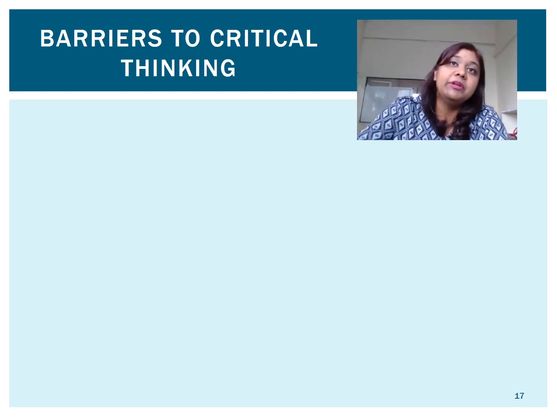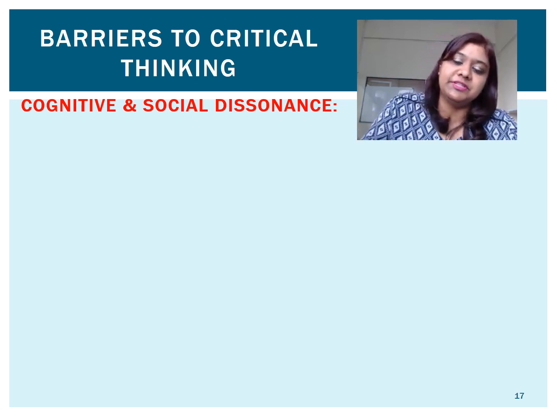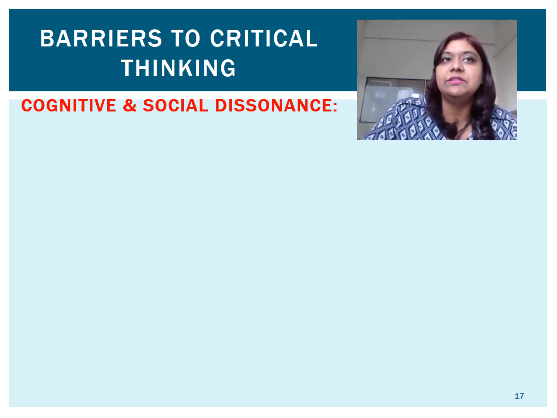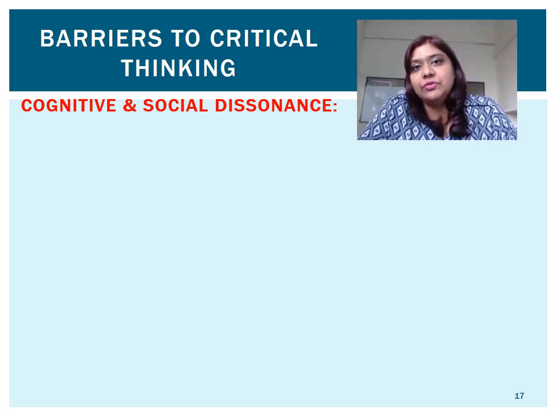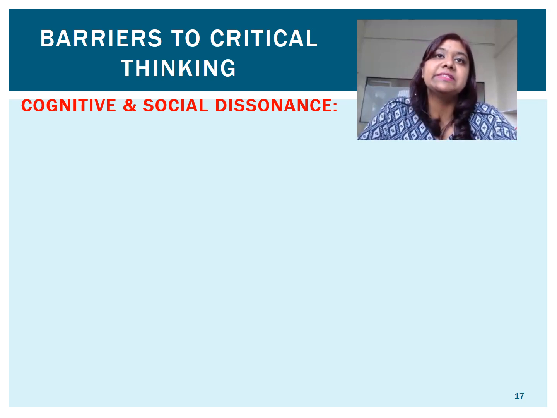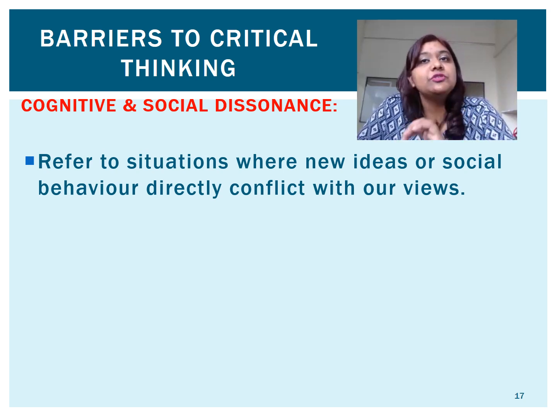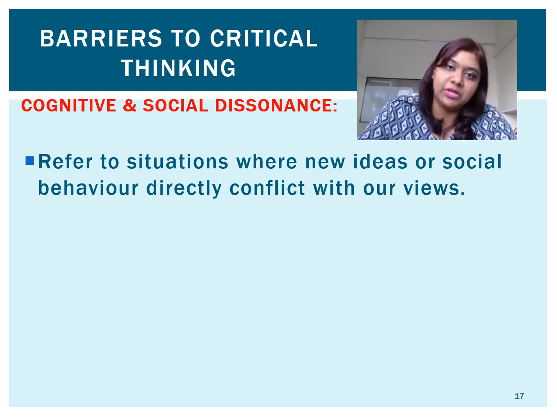Another type of barrier that can also occur in critical thinking is cognitive and social dissonance. Now, we talked about the word cognitive in our previous lesson, whereby cognitive is related to learning. Social is related to your social life. Dissonance on its own is defined as a difference that occurs. Therefore, this refers to situations where new ideas or social behavior directly conflict with our views.